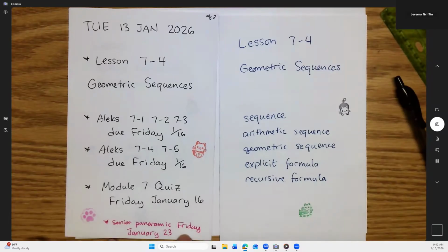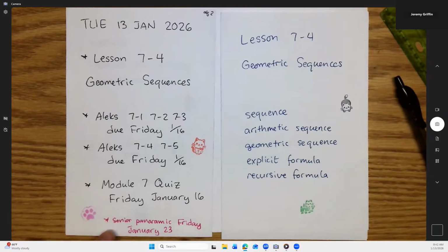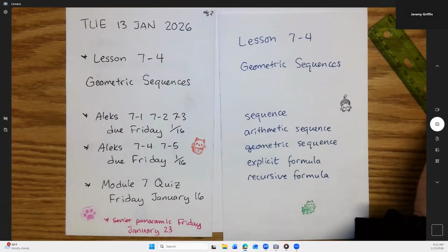Another detail here. Next Friday, it's not this coming Friday, but the following Friday, there's a senior panoramic. You guys will be pulled out of class first period, I think. And I think there's also club photos going on that day, so throughout the day. So if you're in a club, then get an update on when your club photo would be.